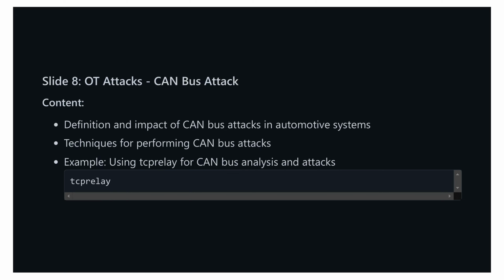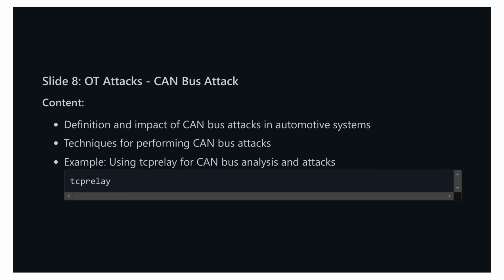In the previous slide, we explored the concept of register manipulation in operational technology (OT) systems. We delved into the definition and impact of such attacks, various techniques used to perform these attacks, and provided an example using Scapy to craft malicious packets. On this slide, we shift our focus to CAN bus attacks, which are particularly relevant in automotive systems.